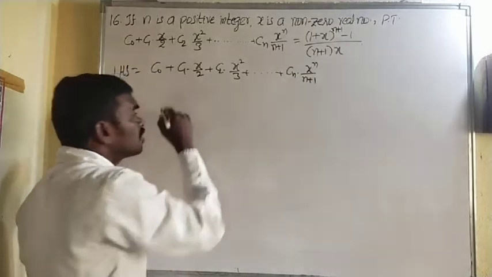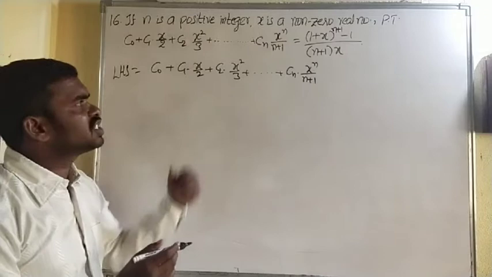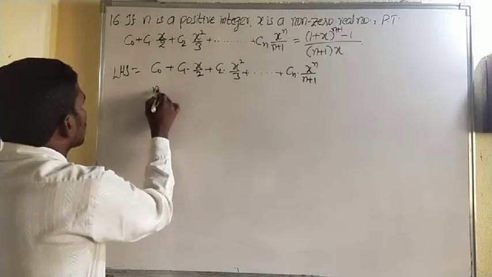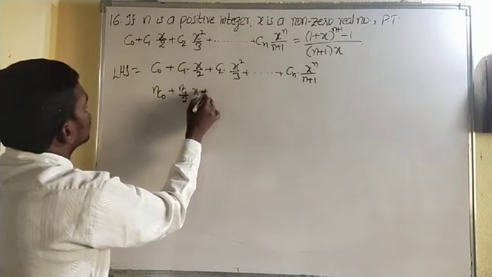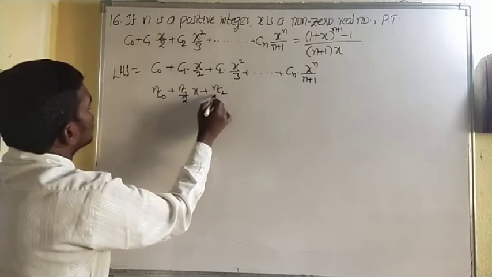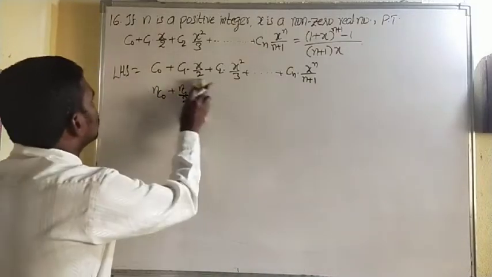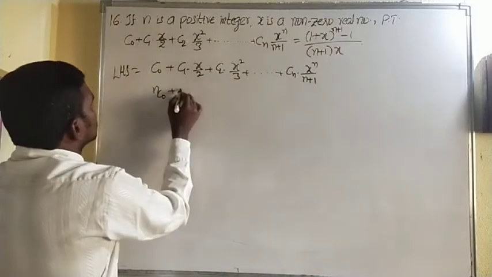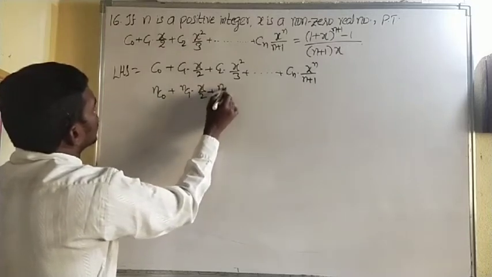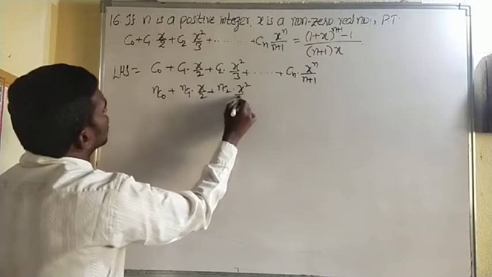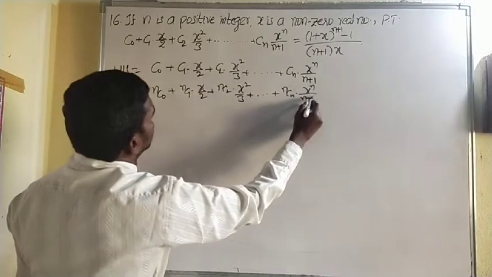I told you, C0 means nC0, C1 means nC1, C2 means nC2. Can I write like that? Okay, so nC0 plus nC1 into x by 2, plus nC2 into x square by 3, plus so on, plus nCn into x power n by n plus 1.